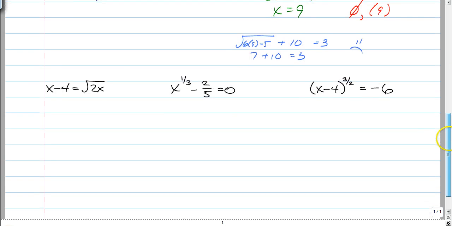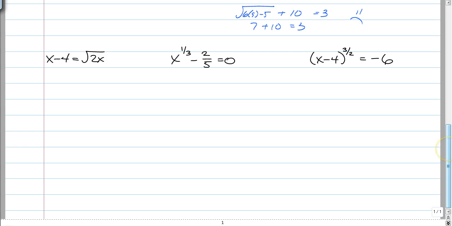So here are 3 more examples. And these are a little bit trickier than what you first originally thought they were going to be. So let's take it from the top. First one. This one, it just looks like we got to square both sides to get rid of the radical, which is true. However, look what you're squaring.